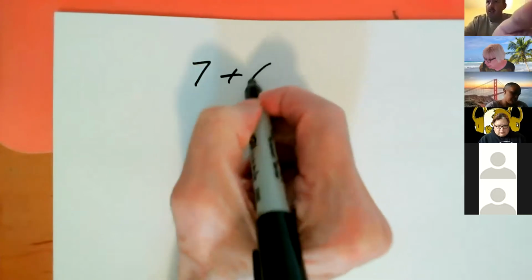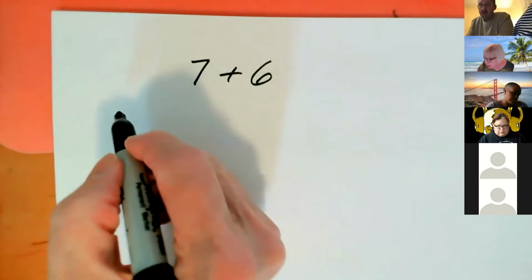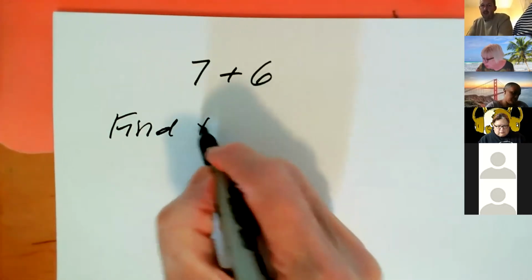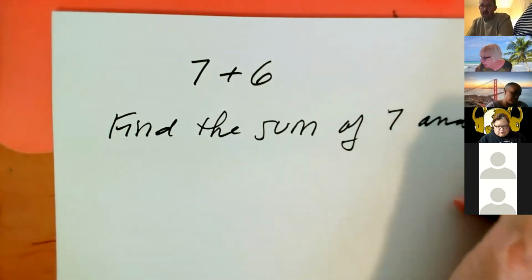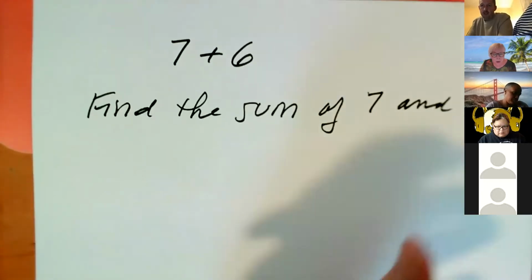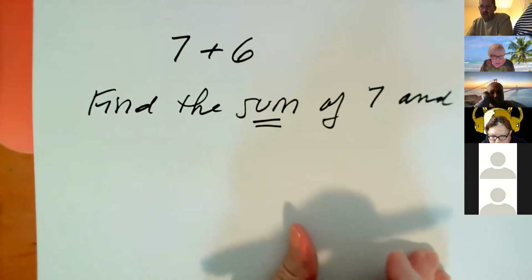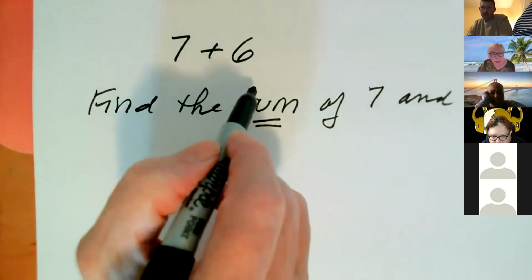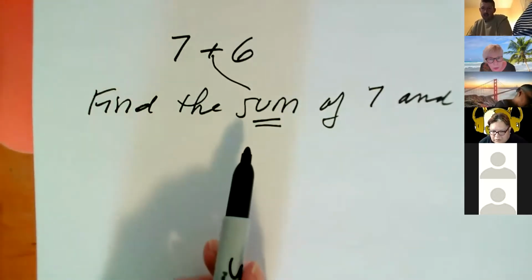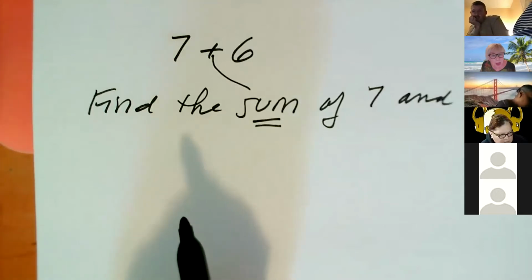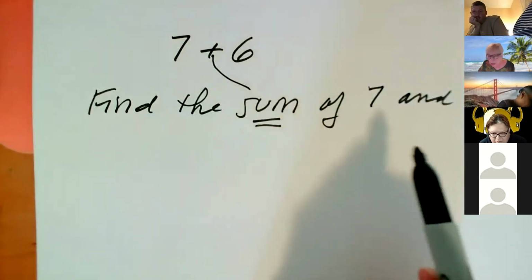One would be this. Well, that's pretty obvious what they're asking you to do. But another thing is, find the sum of 7 and 6. And you're saying, well, I'd be glad to do it if you just tell me what to do. Well, this is telling you what to do. The sum translates into addition. And so we're going to use different words for add, subtract, multiply, and divide. And so the sum always translates into addition. So it's just really this.